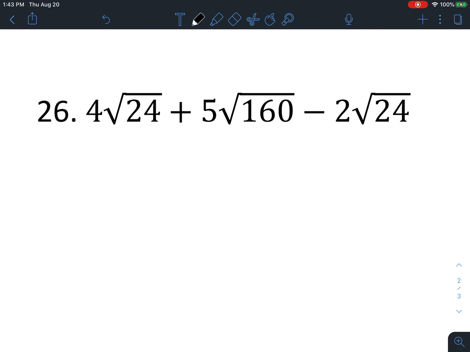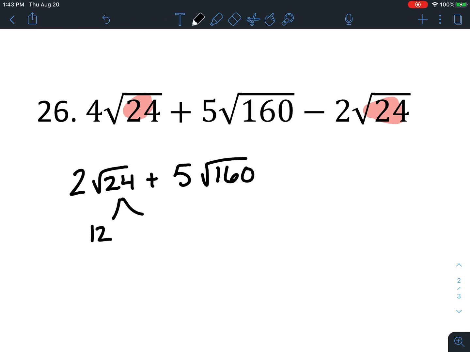Last one here, number 26, another long one. So with 26, we have to again break these down. Now, one trick that you can do, you see how these both have the square root of 24? Instead of breaking them down and moving them around, I can first do the outside numbers first. So 4 minus 2 is going to be 2 square root of 24 plus 5 square root of 160. Now you can keep breaking them down. Not necessary, but it is a nice shortcut. Now I only have to break down 2 numbers.